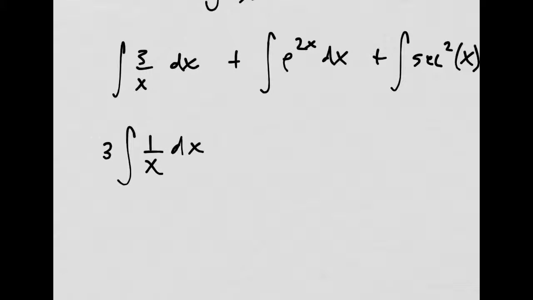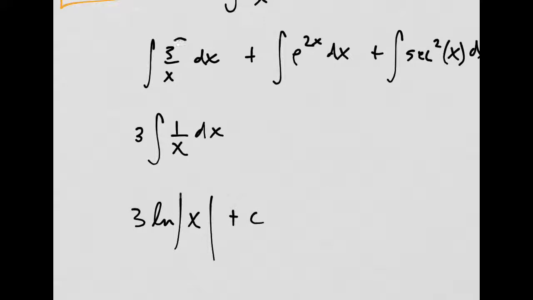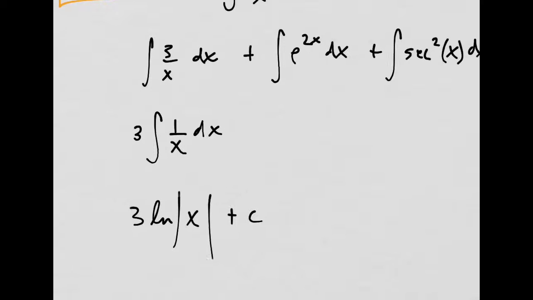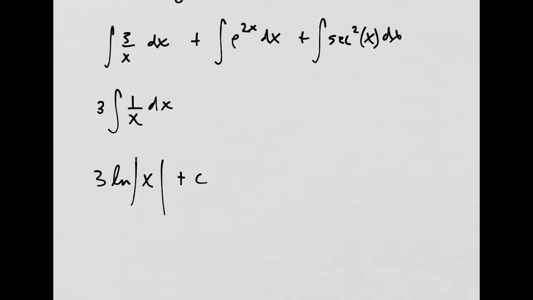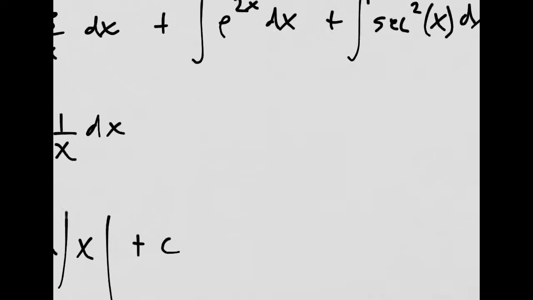And now I have a formula for this. This would just be 3 times the natural log. Remember, we have to put in those absolute values. And then plus c. All right, and if I take the derivative of this, I get 1 over x times that 3. And I end up with 3 over x. So perfect. And then, oh, this is a good time to talk about this plus c thing.